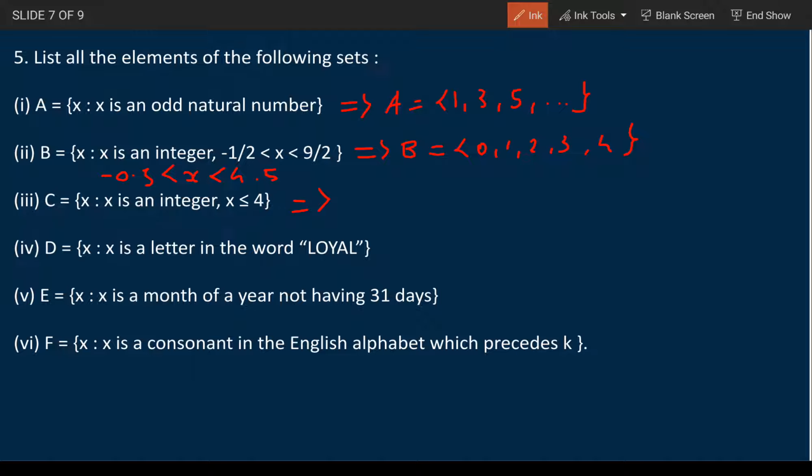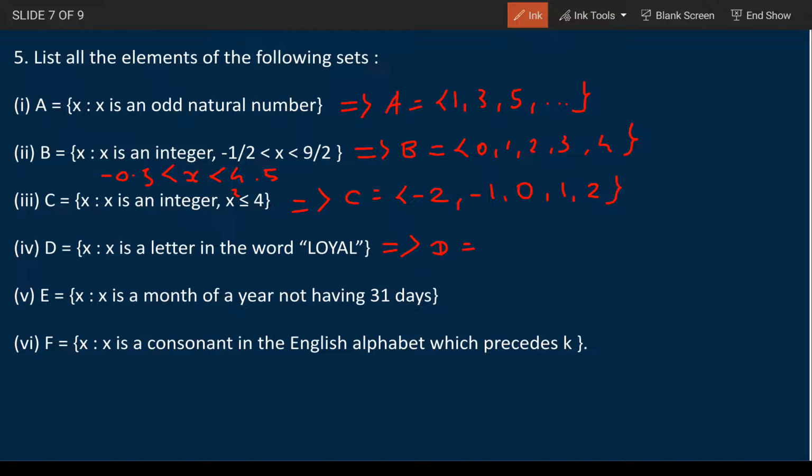Third, we have x is an integer, x square less than or equal to 4. So we can put minus values, but since we have a square, we consider them as plus. -2, -1, 0, 1, 2. We put all the values that give less than or equal to 4.